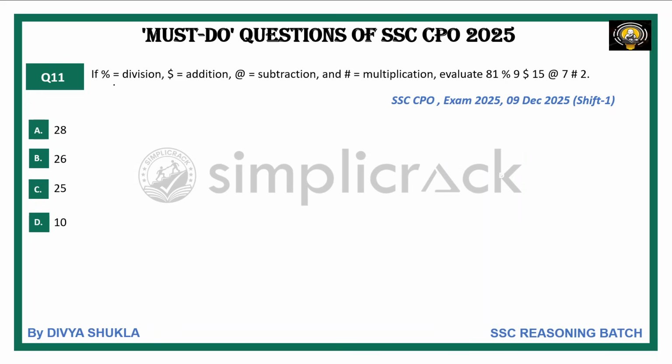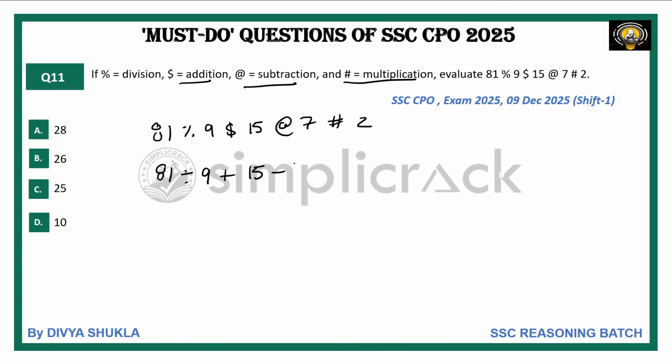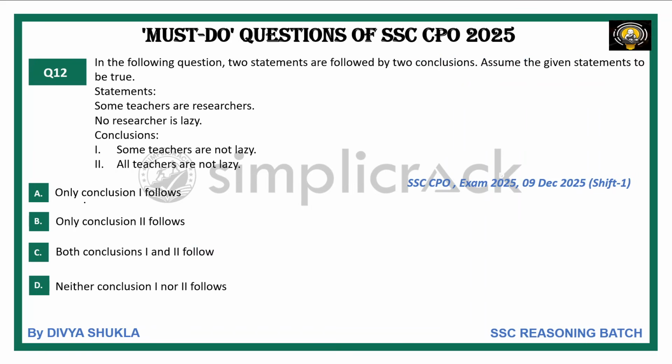So percentage means division, dollar means addition, at the rate means subtraction, and hash means multiplication. We have to evaluate 81 percentage 9, dollar 15, at the rate 7, hash 2. So 81 percentage 9 is 81 divided by 9, dollar means addition, 15 minus 7 multiplied by 2. So this would be 9 plus 15 minus 14, that is 1 plus 9 equals 10. Option D is the right answer for this question.